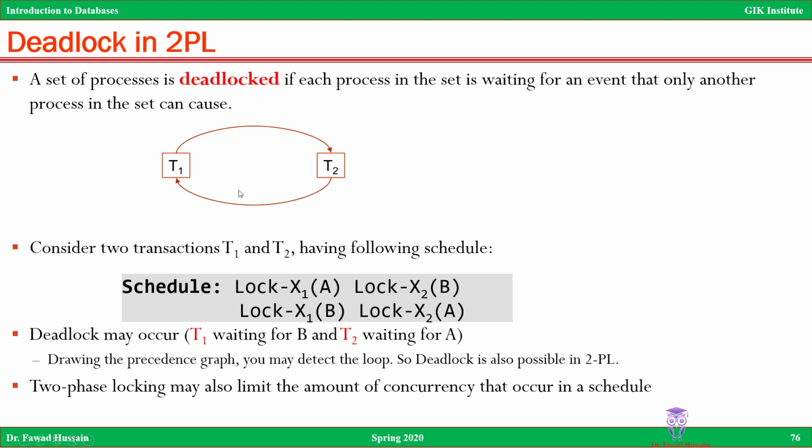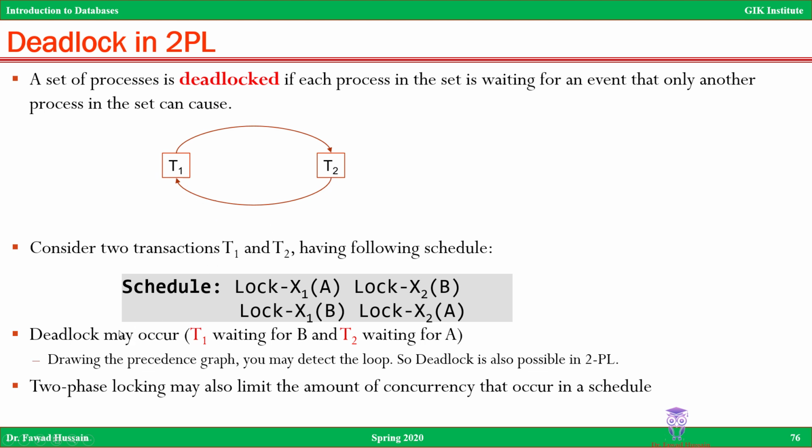So however, deadlock is still possible. And how is it possible? It's possible because, in fact, what's a deadlock? A set of processes is a deadlock if each process in the set is waiting for an event that only the other process in the set can cause. So T1 is waiting for T2 and T2 is waiting for T1.